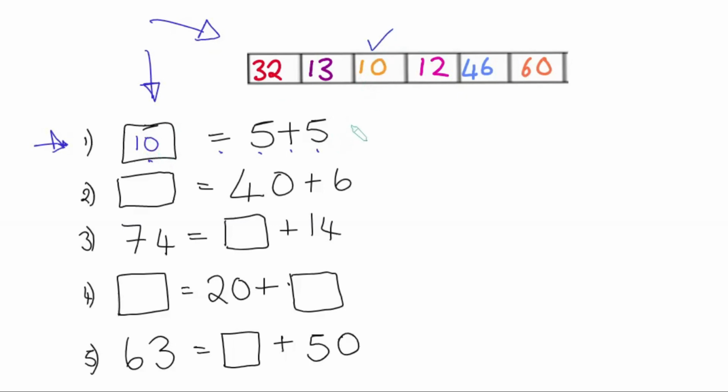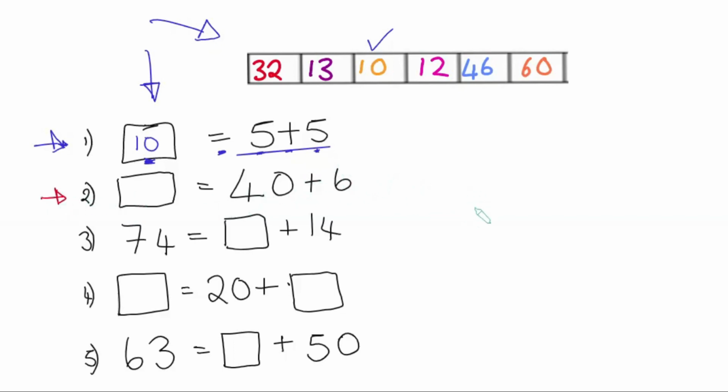We've used number 10. Let's read it as a number sentence to ensure that it makes sense. 10 equals 5 plus 5. Do we agree that 10 is the same as 5 plus 5? Absolutely. So that is correct, Armando. We have used the correct number and filled in the first missing gap. Well done to you.